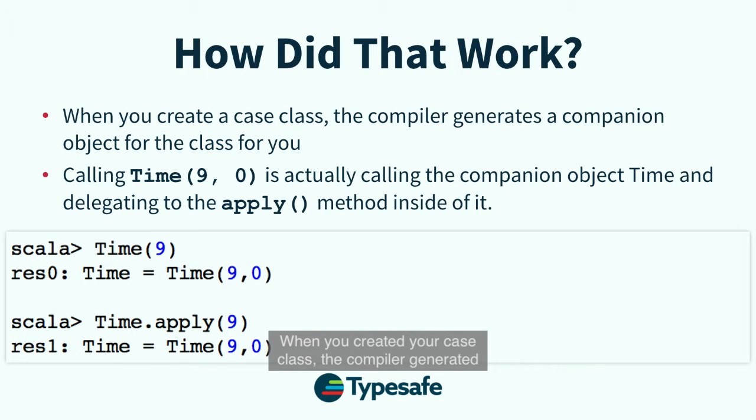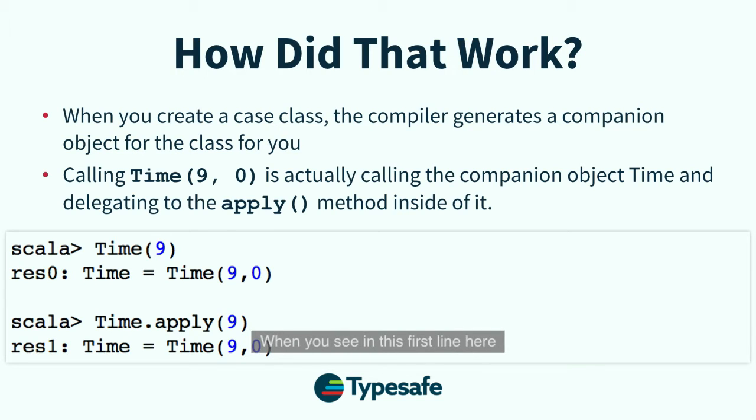When you created your case class, the compiler generated a companion object for the class for you. And it also generated an apply method inside that companion object, which is a factory for that Time instance. When you call Time and give it the parameters required to instantiate an instance of a Time, you are actually calling the companion object Time and delegating to the apply method that was created inside of it. So this is not calling the constructor of the Time class directly.